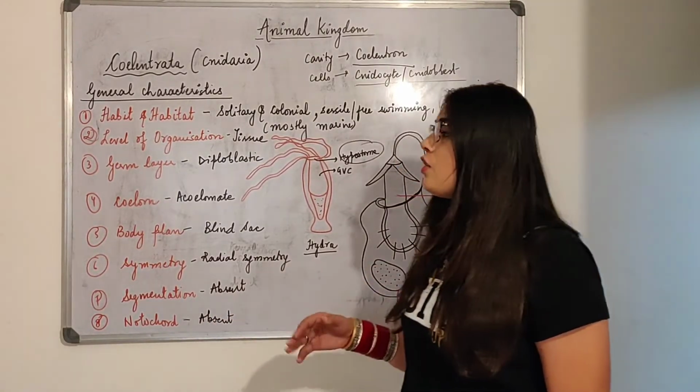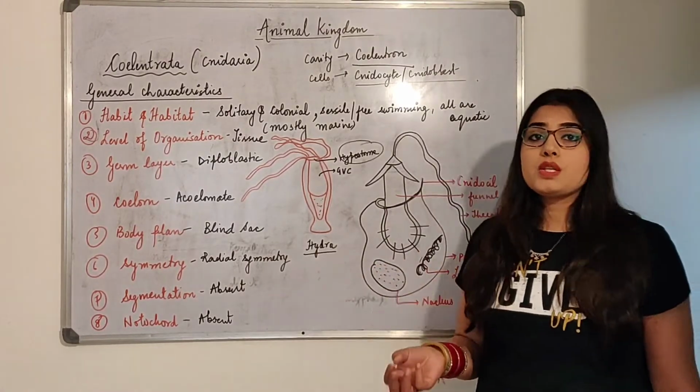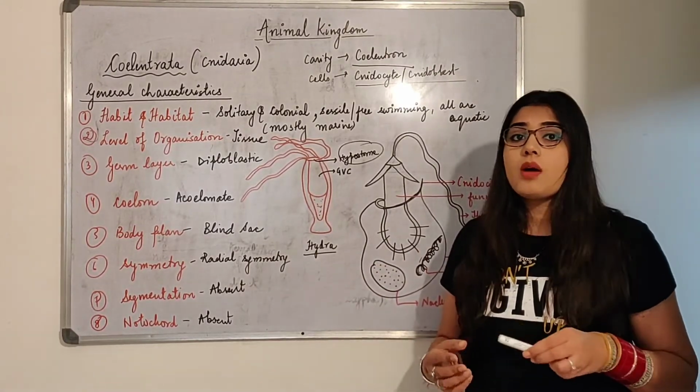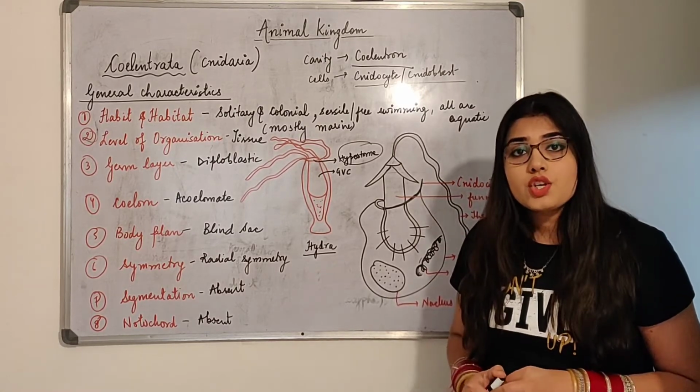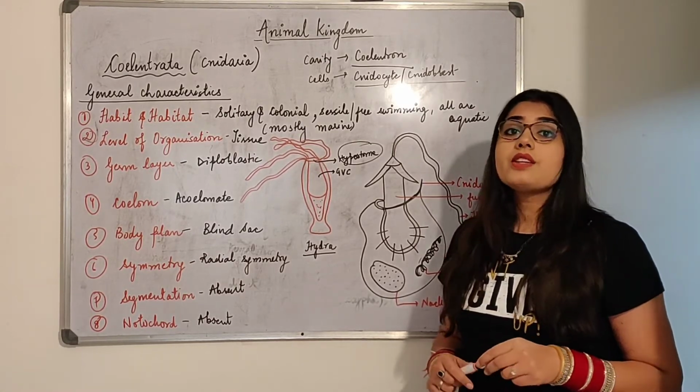Fine. Now in the next video we will be coming up with the new forms, the polyp form and the medusa form. How are they differentiated? What is their shape? What is their characteristic feature? Everything we will be studying in the next video.